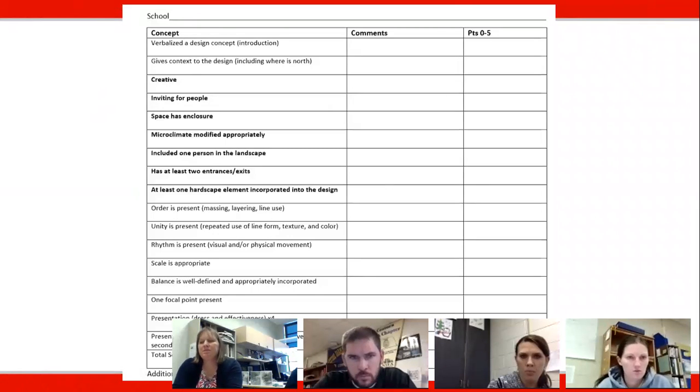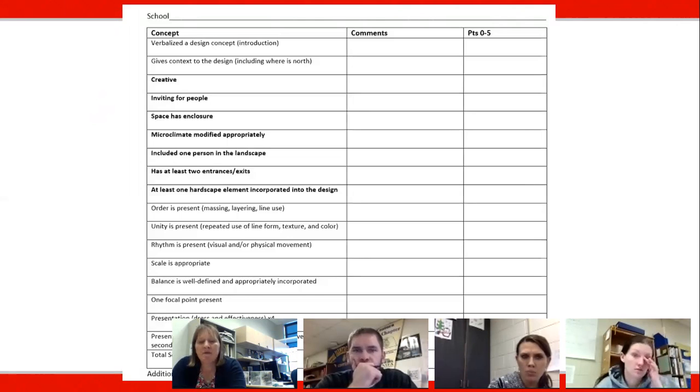And so I know this is small, but this is the grade sheet that I used last year. And in the boldface, you can see the kind of categories that I told students they needed to address. Those may change this year. But basically I said that it needs to be a creative landscape. It needs to be inviting for people. You must have enclosure somewhere, whether that's overhead enclosure, side enclosure, just some type of partial enclosure. You need to identify where that's going to be. We need to have the microclimate modified appropriately.